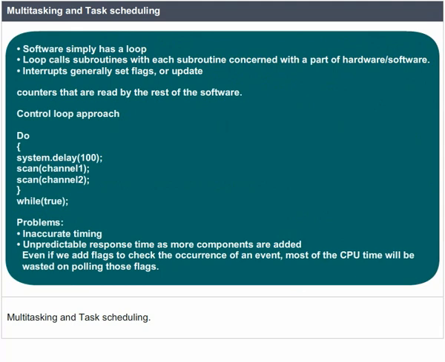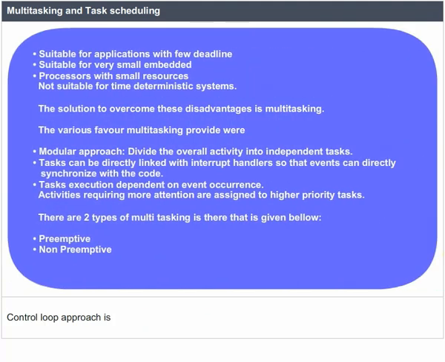Problems. Inaccurate timing, unpredictable response time as more components are added. Even if we add flags to check the occurrence of an event, most of the CPU time will be wasted on polling these flags. Control loop approach is suitable for applications with few deadlines, suitable for very small embedded processors with small resources, not suitable for time deterministic systems.